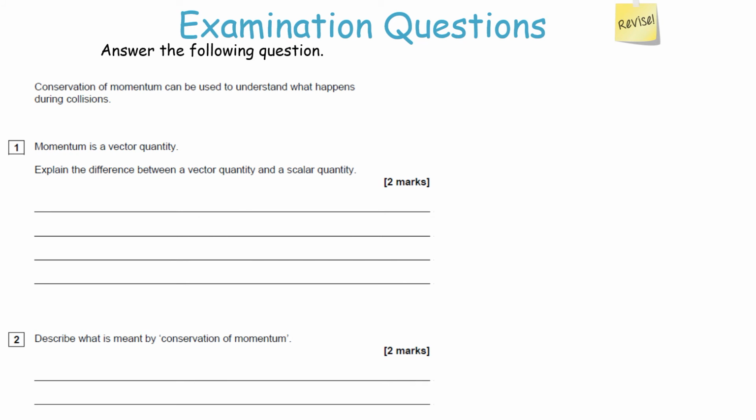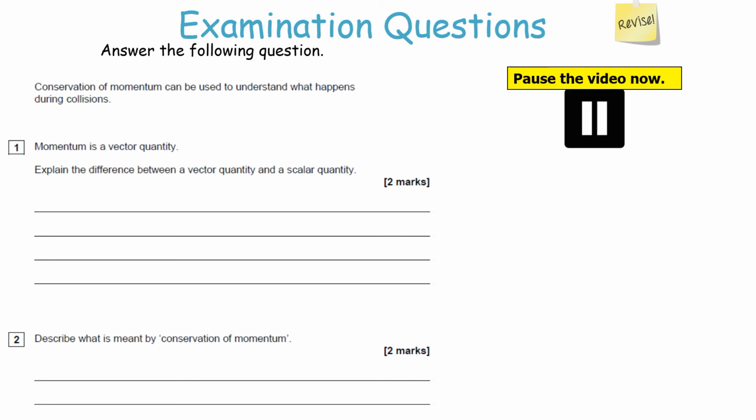The conservation of momentum can be used to understand what happens during collisions. Momentum is a vector quantity. Explain the difference between a vector quantity and a scalar quantity. Then describe what is meant by the conservation of momentum. So pause the video now, then unpause the video when you want to go through your answers.